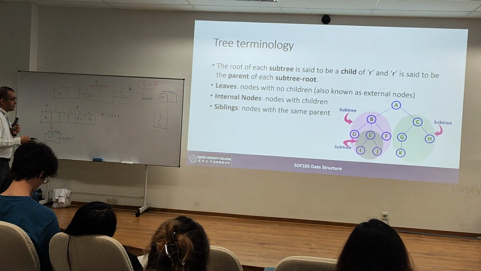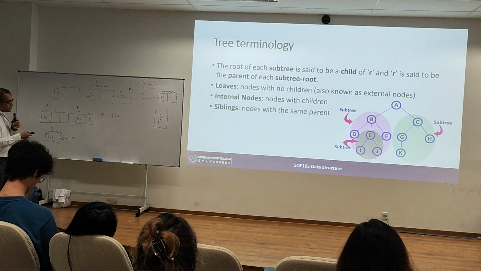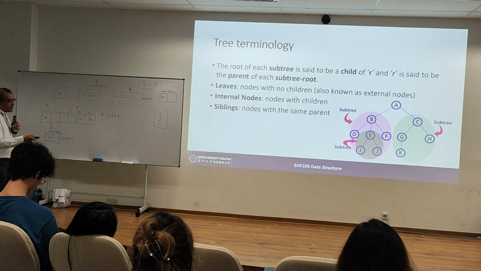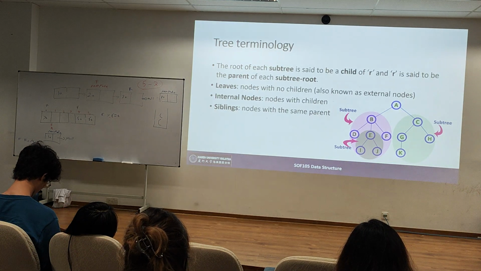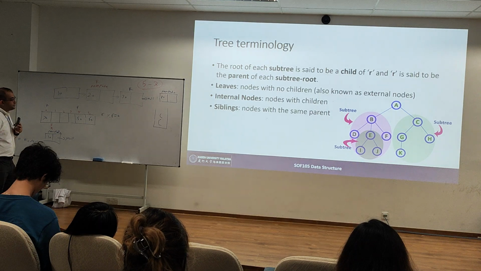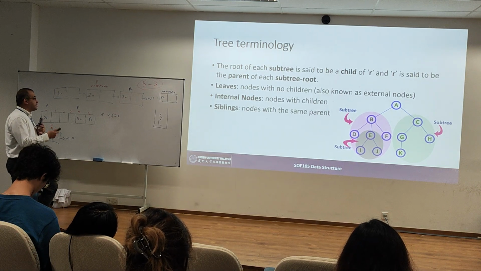So we know what leaves are. A leaf is a node with no children, also known as an external node. Internal nodes are the nodes in the middle, the ones that are neither a leaf nor a root. Siblings are nodes with the same parent. Okay?